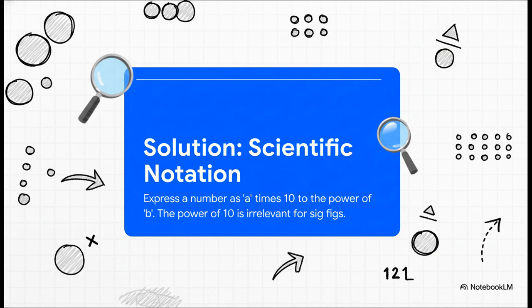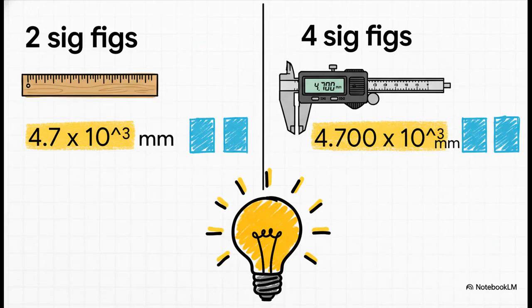Scientific notation. By writing a number in this format, a times 10 to the power of b, we get rid of all the doubt. And here's the crucial part to remember. The power of 10 part has absolutely nothing to do with counting significant figures. You only, and I mean only, look at the base number. And this is where scientific notation just saves the day. If your measurement was only precise to 2 sig figs, you'd write it as 4.7 times 10 to the 3.